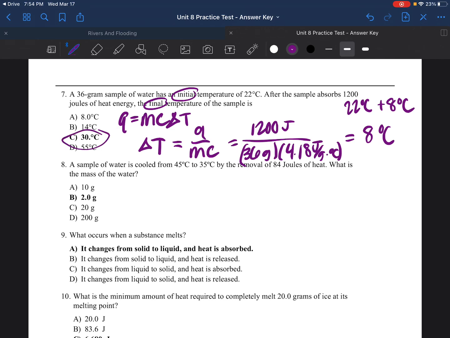A sample of water is cooled from 45 to 35. So again, change in temperature. We are still working with mc delta T. By the removal of 84 joules of heat, what's the mass of water?